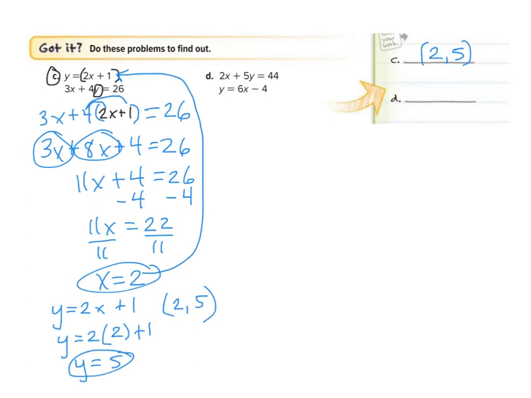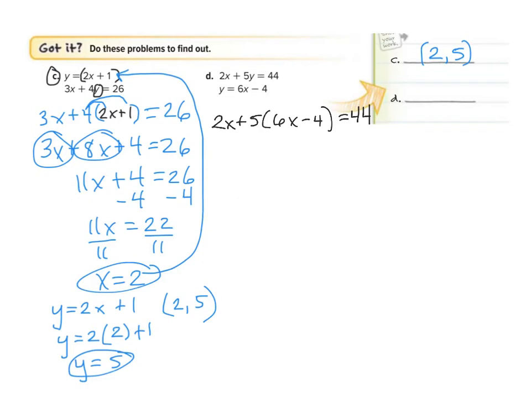Okay, now let's try the next set of equations. We have 2x plus 5y equals 44, and y equals 6x minus 4. So since the second equation is already solved for y, I'm going to substitute in 6x minus 4 for y into the first equation. So 2x plus 5 times (6x minus 4) equals 44.